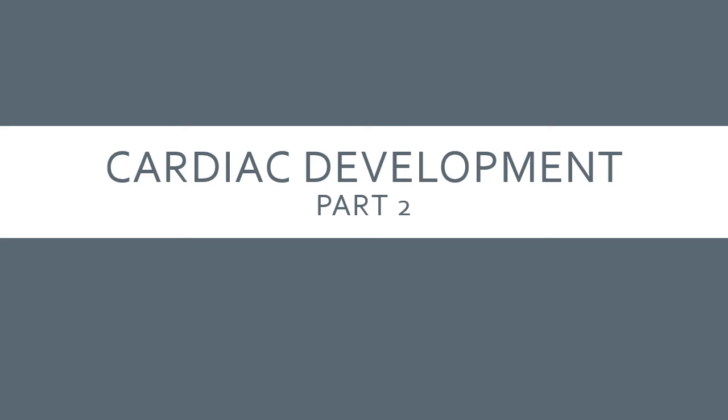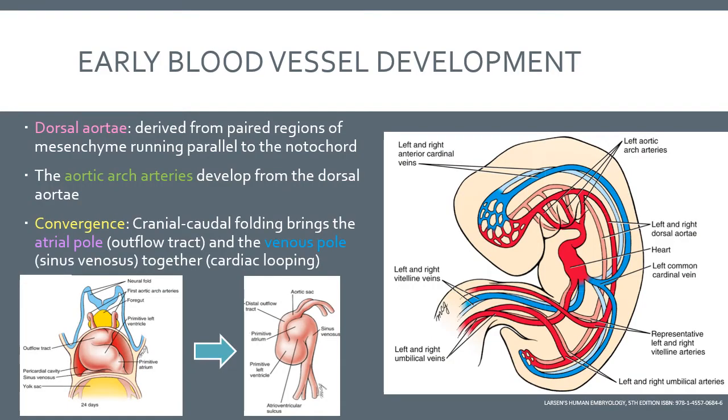All right, we're going to pick up where we left off and head back toward cardiac looping. We're also going to discuss some of the vessels, although we are going to cover that in more detail in the next set of lectures. But as a basic introduction to the blood vessels of the heart, because of course the heart would not be the heart without its vessels, we start with a pair of dorsal aortae. So you have one major aorta coming out of your heart, but initially you have a paired set of aortae that develop from bands of mesenchyme that run parallel to the notochord. From those dorsal aortae, we get the aortic arch arteries.